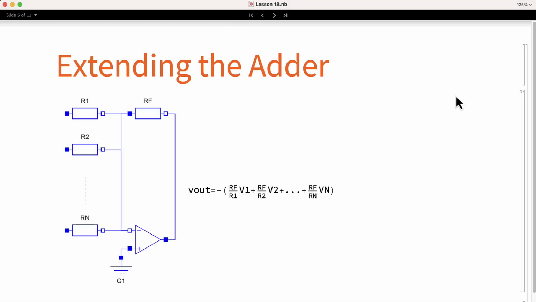In this case, we analyze an adder with 3 inputs. But what if we need to add more than 3 voltages? Extending the circuit is very easy. If we need an extra input, we can simply add another resistor for the extra input. Thanks to the superposition, we can extend the formula adding terms for every new input that is added.